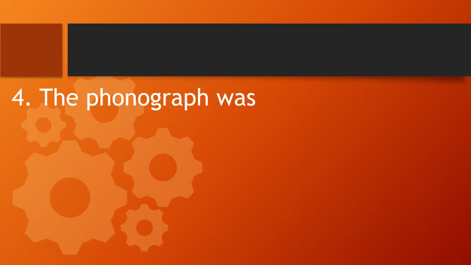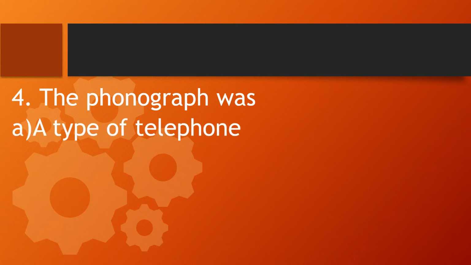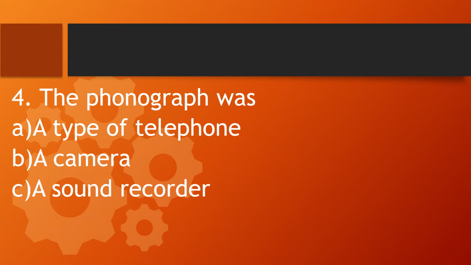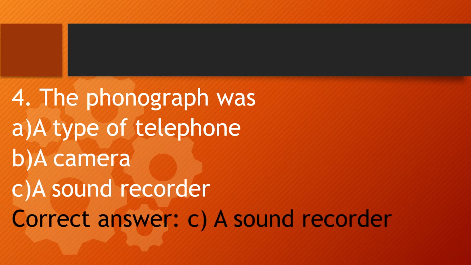Now let us see number 4. The fourth question says, the phonograph was, the options are A, a type of telephone. Option B is a camera. And option C is a sound recorder. Now, do you know this answer? Yes, the correct answer is C, a sound recorder.